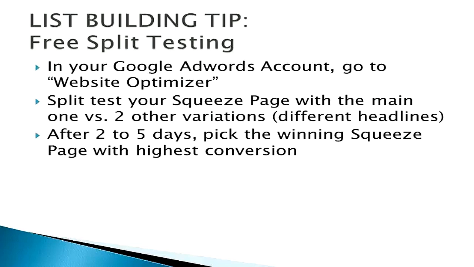In your Google AdWords account, there's this tab called Website Optimizer. Click on it and you will be brought to a special page where you can set up your campaigns and start split testing your squeeze page. So use your squeeze page and create another 2 copies of it. The only difference is that they have different headlines. So what you are going to do is split test your main squeeze page against 2 other variations which are similar in all ways with the exception of the headline.